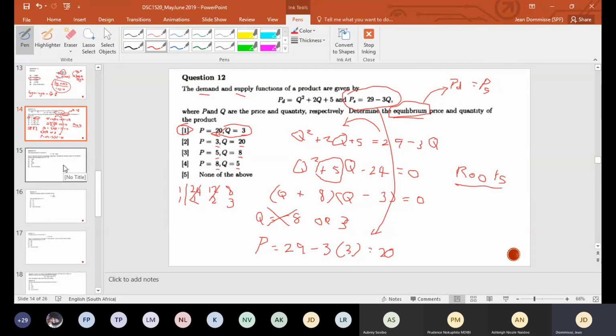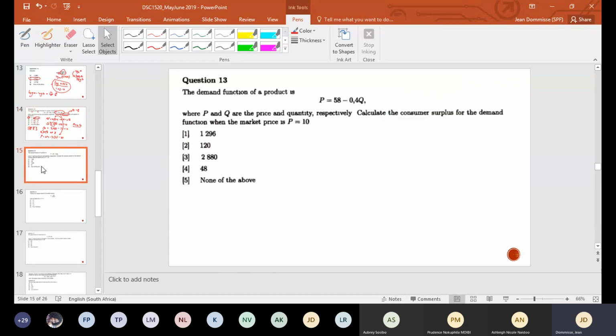Okay. Silence is also an answer. Okay, cool. So let's go to the next one. Here they are asking us to work out consumer surplus. Okay, consumer surplus, let's look at that.